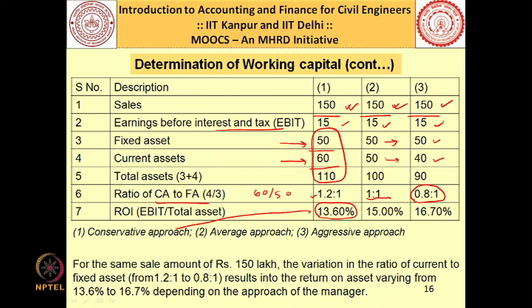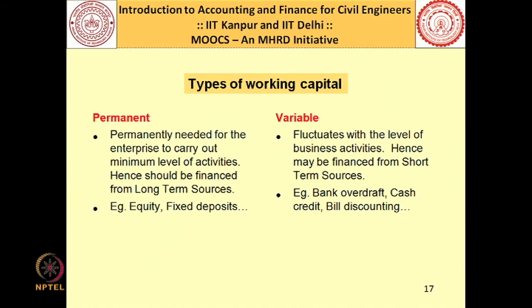This we call the conservative approach. You can see the return here is less. In the average approach, we are getting 15%. What we have done here is that the fixed asset and current asset are both the same. In the third case, which we call the aggressive approach, we have more fixed assets and less current assets. In that case, you can see your return is very high. So, depending on the psyche of the project manager, your return also gets affected.